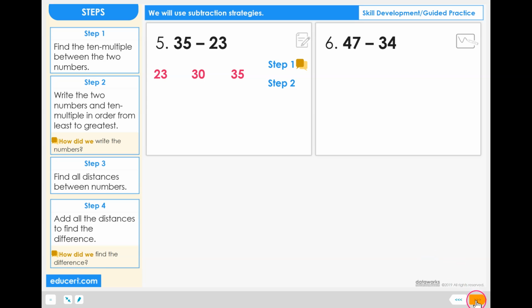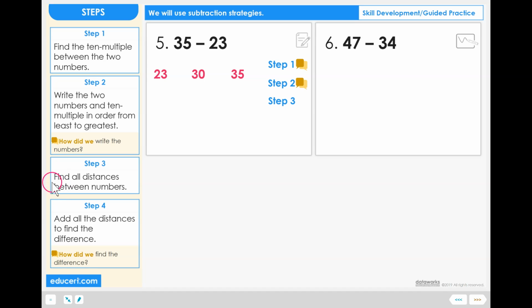Alright, let's read the question for step number 2. How did we write the numbers? Think of your answer. I'll give you a moment. We write the numbers 23, 35, and the 10 multiple 30 in order from least to greatest so that the numbers are in the same order that they would be on a number line, and that's going to help us when we try to add up all the distances. Let's move on to step number 3.